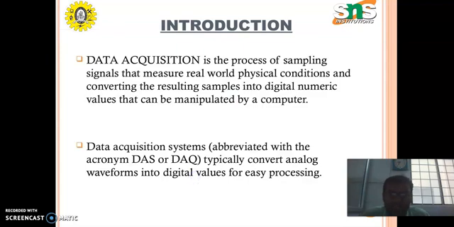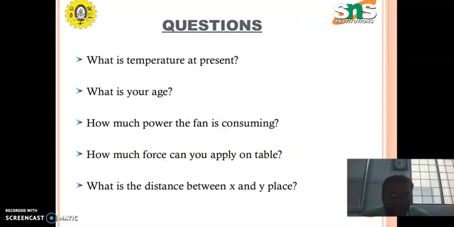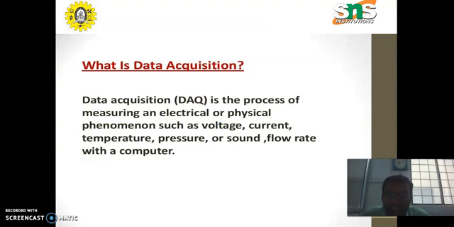First, introduction. Data acquisition is the process of sampling signals that measure real-world physical conditions and converting the resulting samples into digital numeric values that can be manipulated by the computer. Data acquisition systems typically convert analog waveforms into digital waves for easy processing. Now the question arises, what is data acquisition?